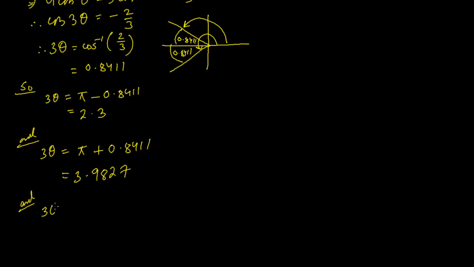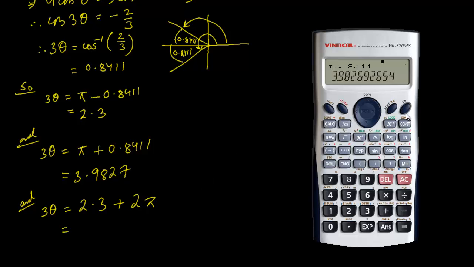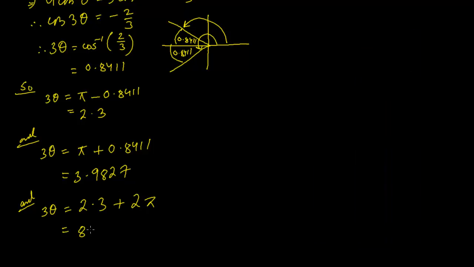And we can write 3 theta equals the first angle 2.3 plus 360 degrees or complete revolution. So that would be 2 pi. So 2.3 plus 2 pi. That is going to be 8.5832. 8.583. Okay, 8.583.